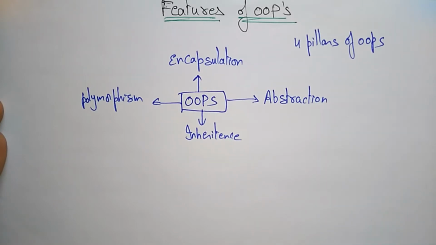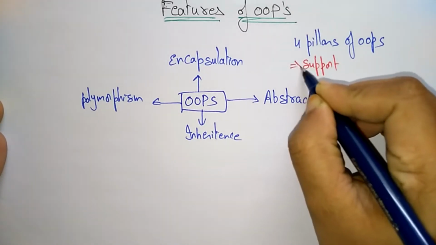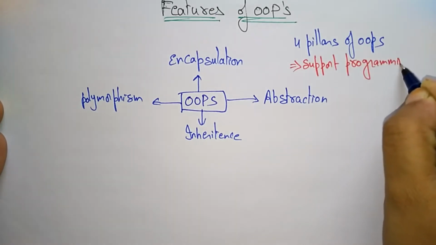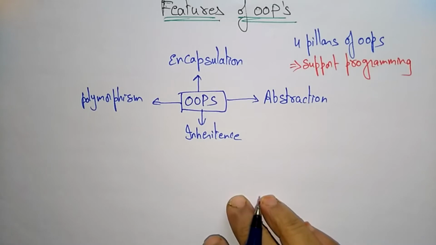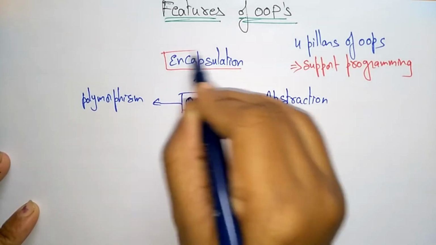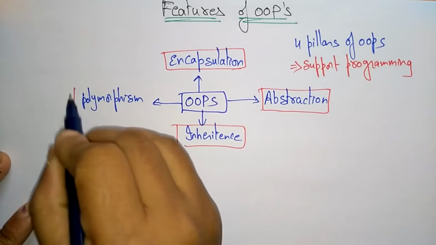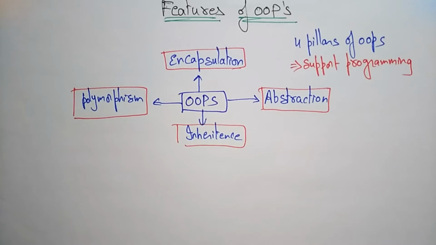Why do we need these 4 pillars? These 4 pillars are used to support the programming. If you're writing a program using object oriented concepts, these 4 pillars will be helpful to support you while you're writing the program. Those 4 pillars are encapsulation, abstraction, inheritance, and polymorphism. Let us see them one by one. So the first one is abstraction.